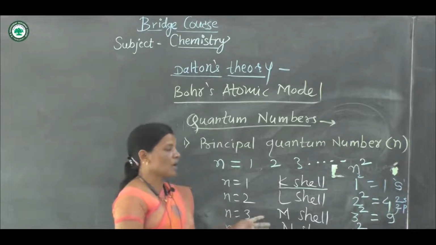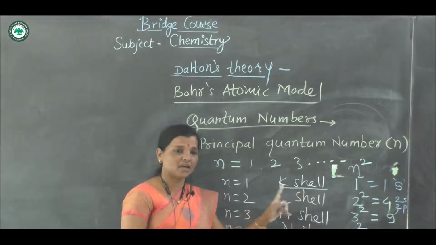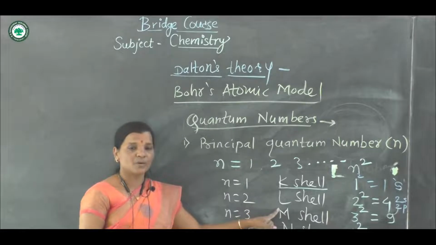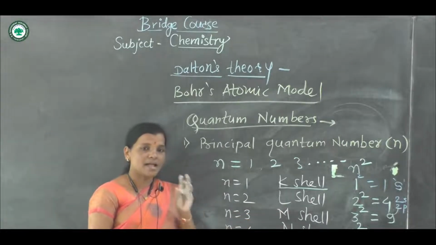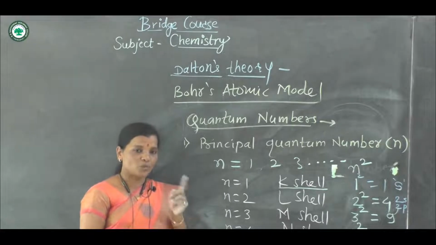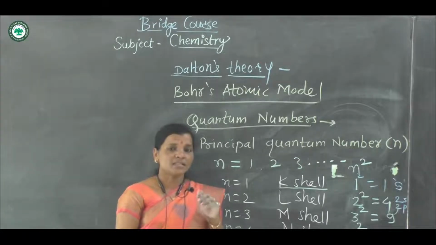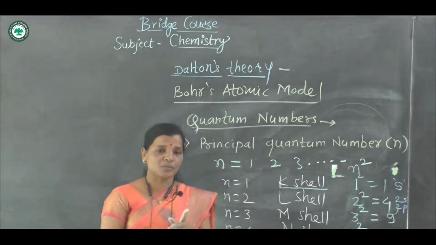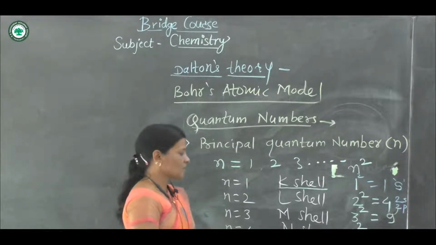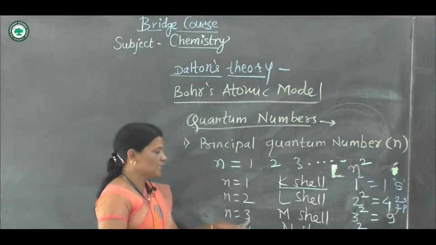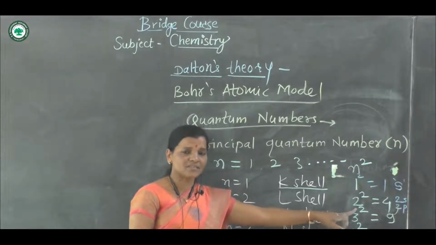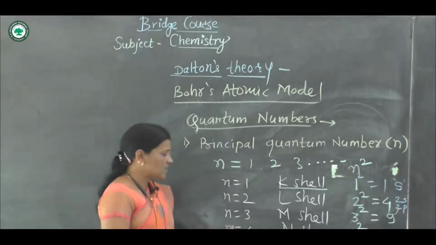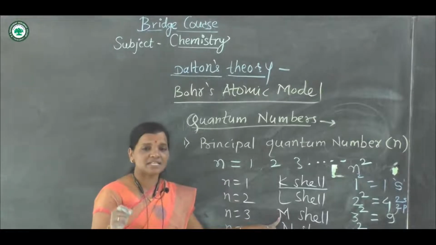So in total, how many suborbitals are present in the L shell? 4 suborbitals are present. Which are those? One 2s orbital and 3 2p orbitals, 2px, 2py and 2pz orbitals. Now n is equal to 3 for the M shell. So 3 square is equal to 9. That means in the M shell 9 suborbitals are present.